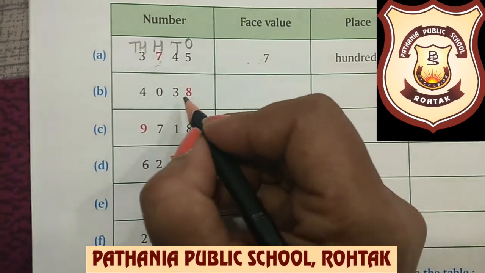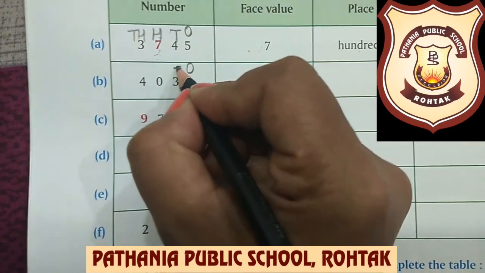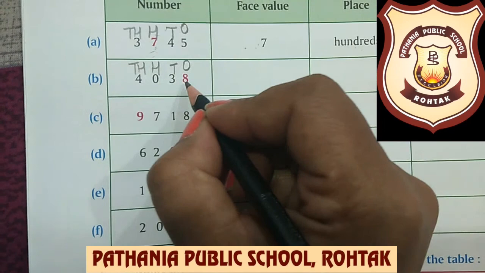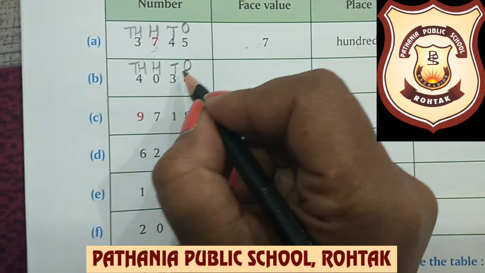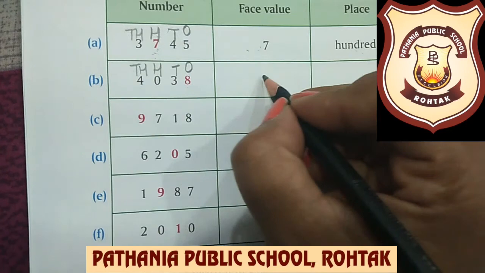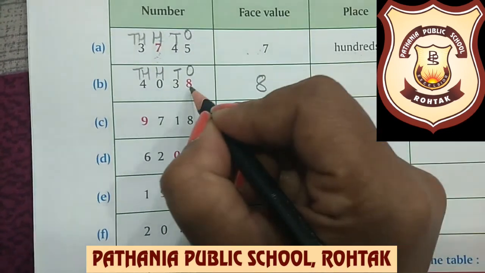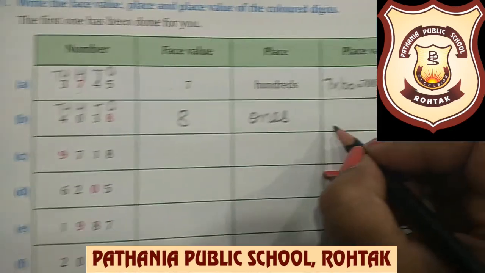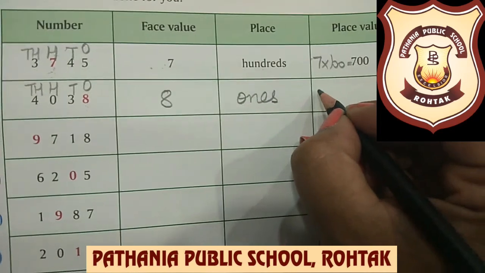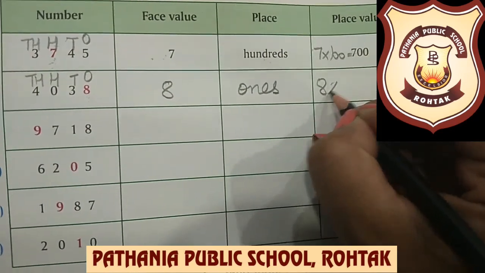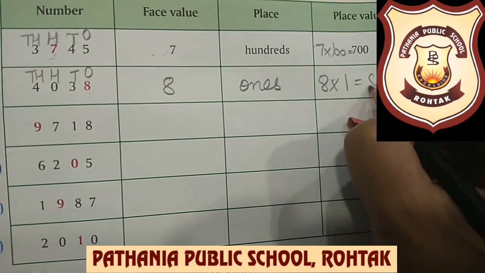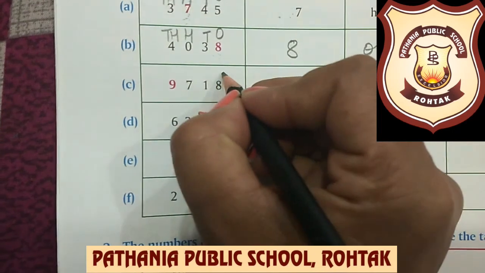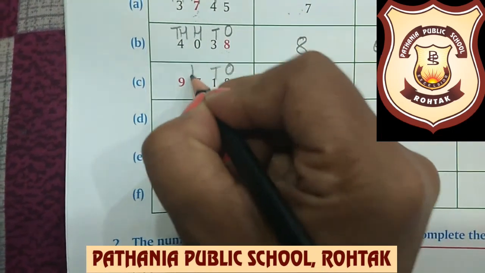Now in B part beta, again we will write the places over the digits. Now the colored digit is 8. The face value of the digit will remain the same, so the face value is 8. Now at what place is it? Ones, so we will write ones here. Now to identify the place value, at what place is 8? Ones, so we will multiply 8 with 1 and we will write 8 here. So the place value of 8 is 8. Now in the next part again beta, we will write the places.